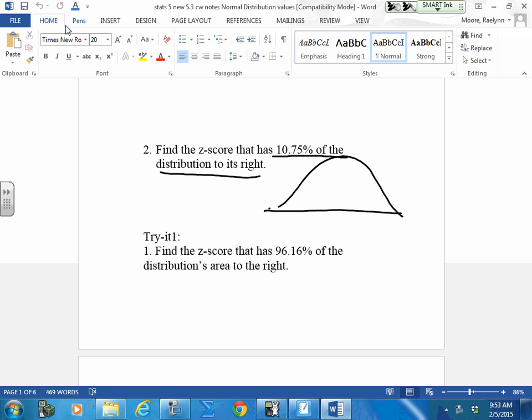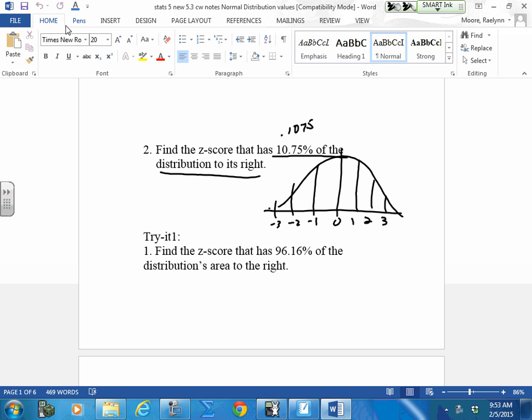So graph this. Just put your z-score, standard normal curve. We have no x values right now. We're going to find the cutoffs in a little bit. We're just looking for your z-score right now. I want 10.75%, I'm going to move my decimal, to be to the right of this cutoff.